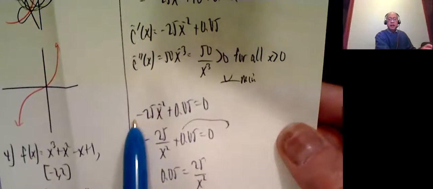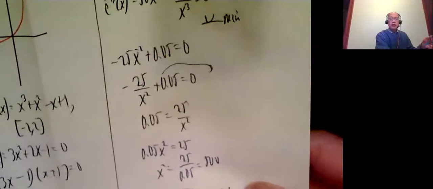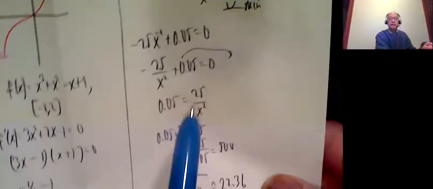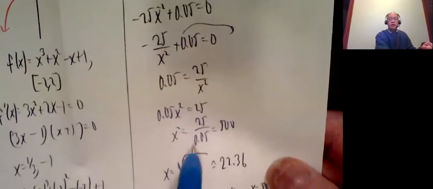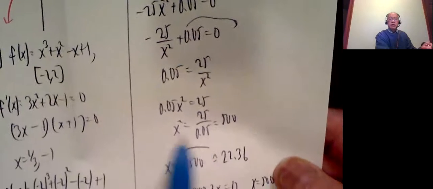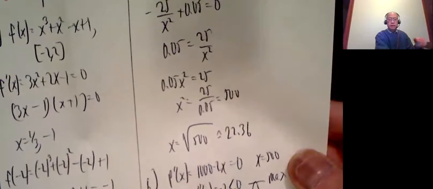Set C prime equal to 0. So rewrite this as negative 25 over x squared, which I will move over to the right side. So 0.05 equals 25 over x squared. Multiply both sides by x squared. Divide by 0.05. X squared is 500. X is the square root of 500, 22.36.